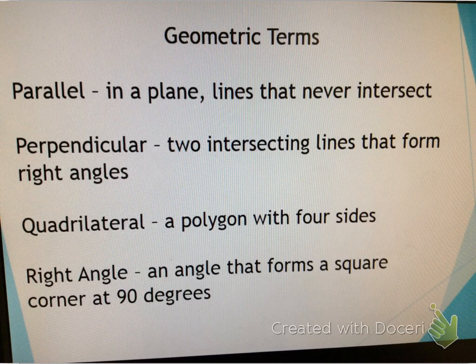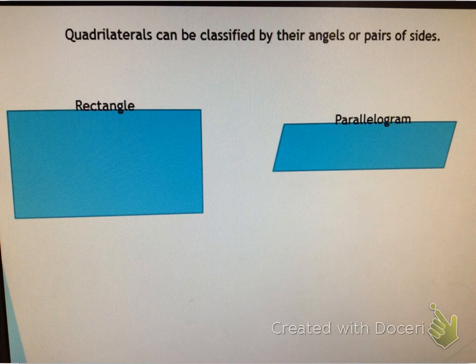Quadrilateral: a polygon with four sides. Right angle: an angle that forms a square corner at 90 degrees. Quadrilaterals can be classified by their angles or pairs of sides. There are 5 different types of quadrilaterals, and we will discuss each one.